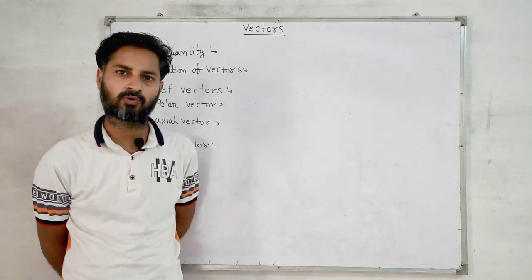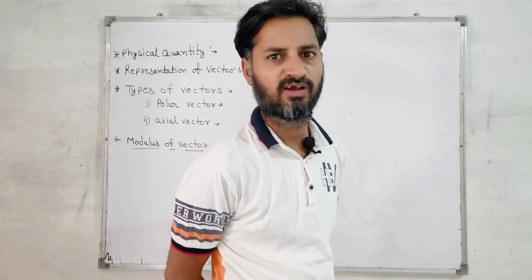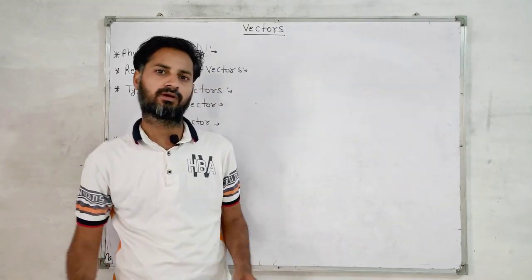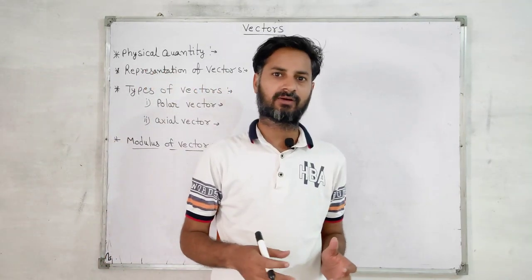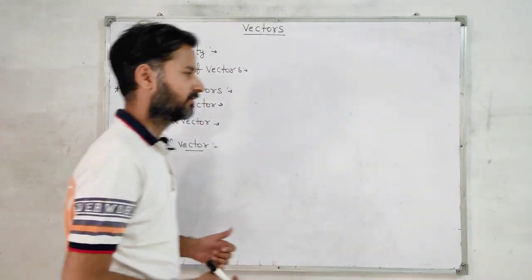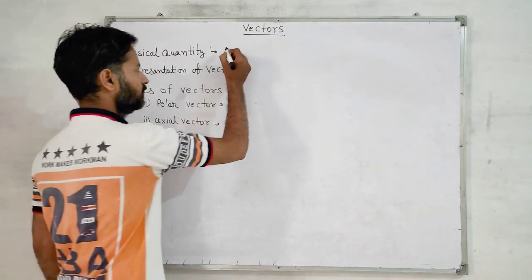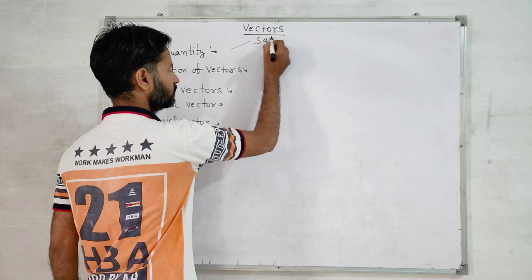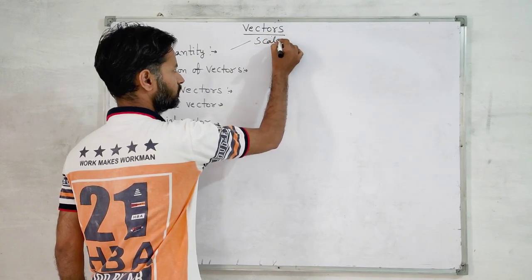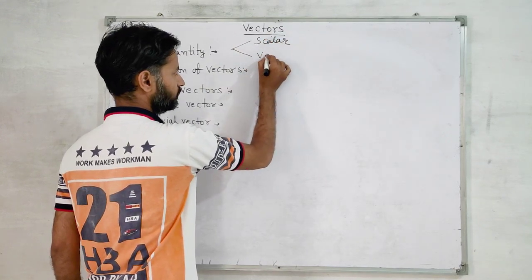So today we will go through the vectors. On the basis of magnitude and direction, physical quantities are classified in two categories. These are scalars and vector.